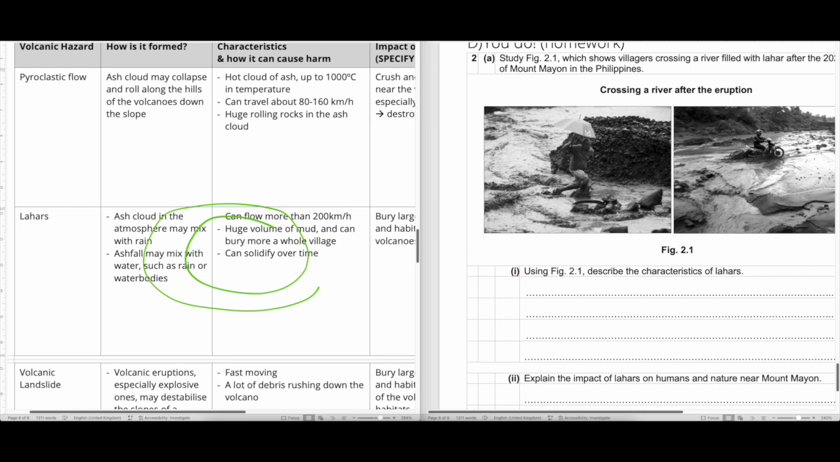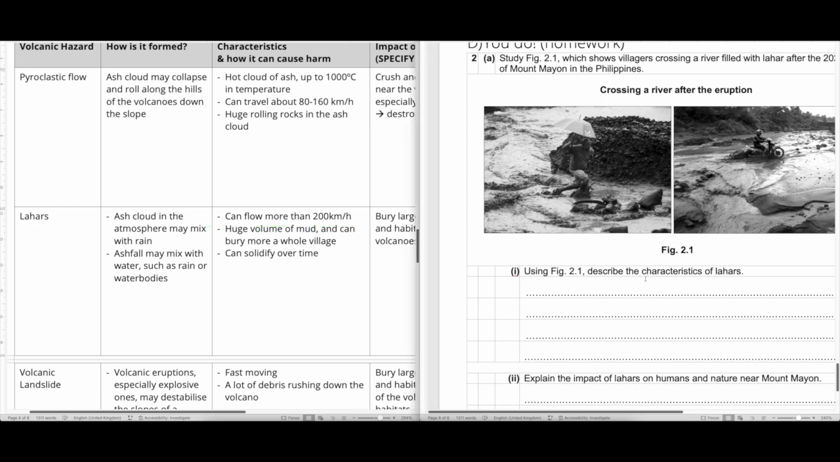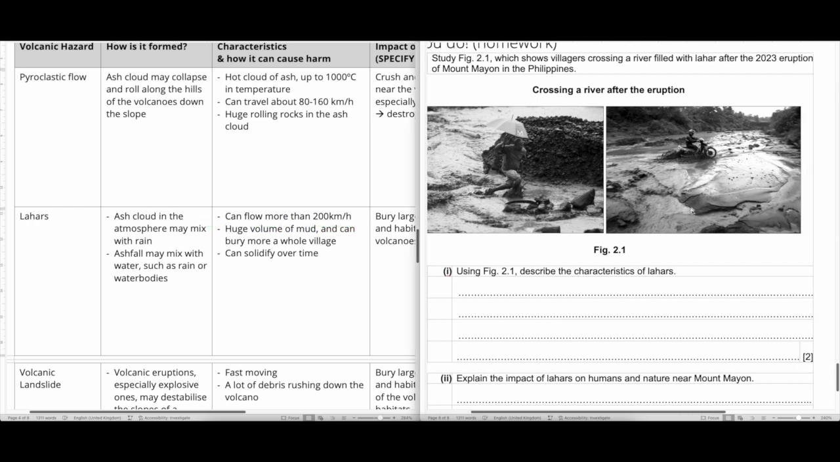Next thing, some of you may just copy, it can flow more than 200 kilometers. Where is the evidence that it's flowing more than 200 kilometers? If it's flowing very fast, this man wouldn't be crossing, this bike wouldn't be crossing. That's how you can say it can solidify over time. Where is the evidence of it solidifying? Don't have. So please don't copy blindly. When we ask you to describe using the figure, observe. What do you see? What is the nature of the lahar? What is it like in terms of volume, in terms of consistency, or whatever? Just 2 descriptions will be worth 2 marks.